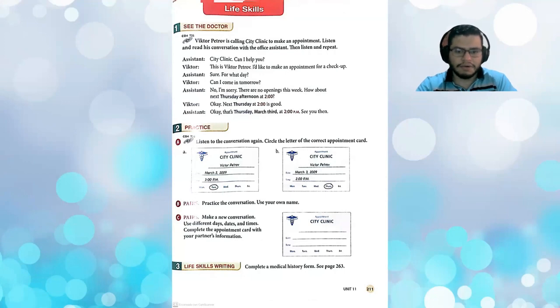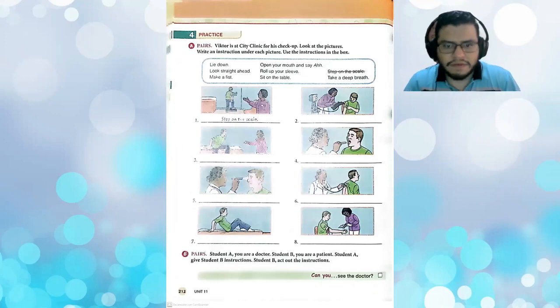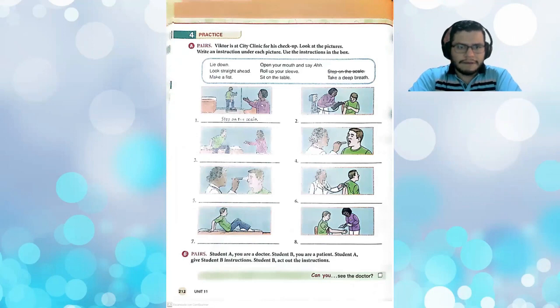And now let's talk about the next page for this lesson number 4, and then let's pass to lesson number 5. Okay, first, Victor is at the city clinic for a checkup. Look at the pictures, write an instruction under each picture. Use the instructions in the box. For example, step on the scale is number 1. Step on the scale.